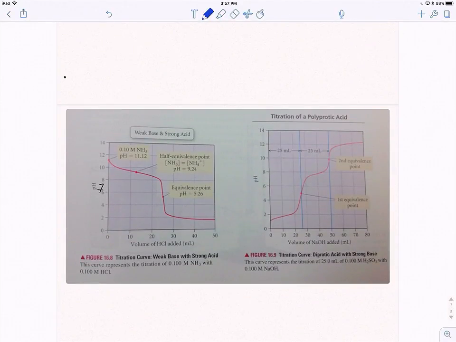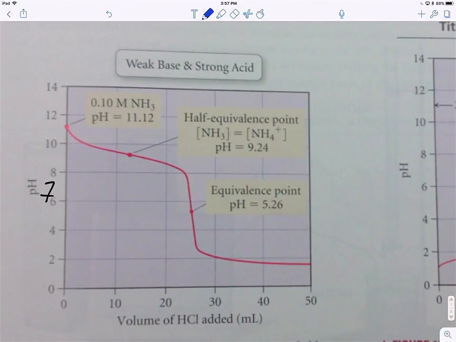Okay, so let's do the other way around. Let's have a weak base and a strong acid. And it's just like the other one, like with the weak acid and the strong base. There's this initial downturn.